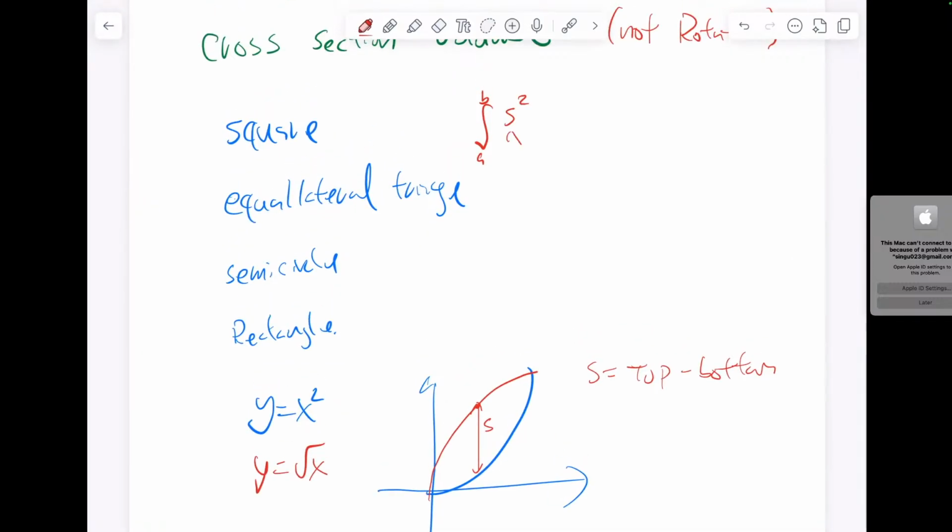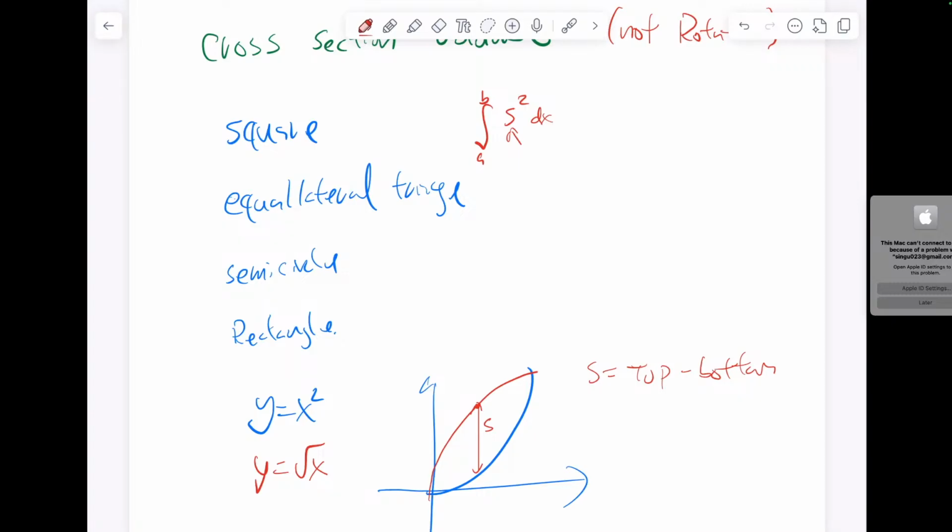That's it. Why? Because this is one S, right? If I multiply S by S, that's what I get, the square. And that's dx, right? And that's it. That's the integral from a to b of S squared dx. The S is top minus bottom. That's it. It's very easy.